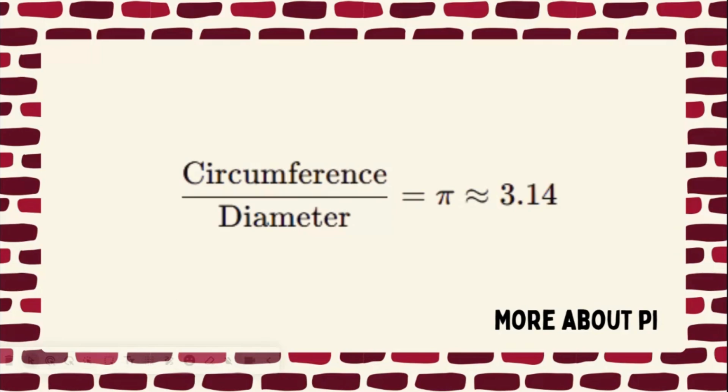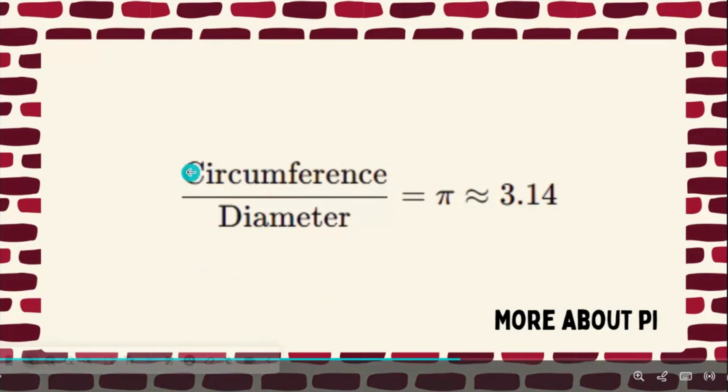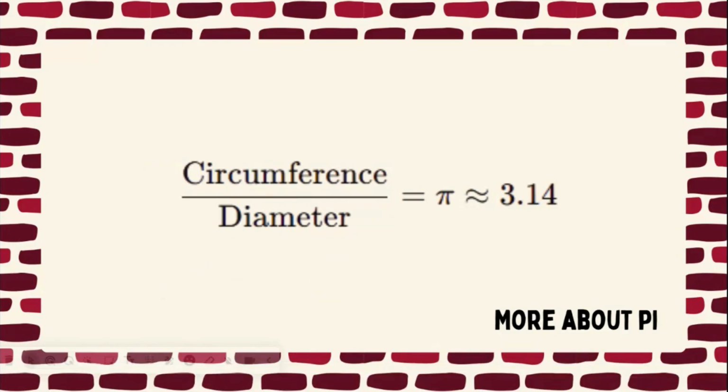In this formula, we see circumference by diameter. Circumference is the distance all the way around the circle. Diameter is how fat the circle is. That's 3.14, about. And that's pi.